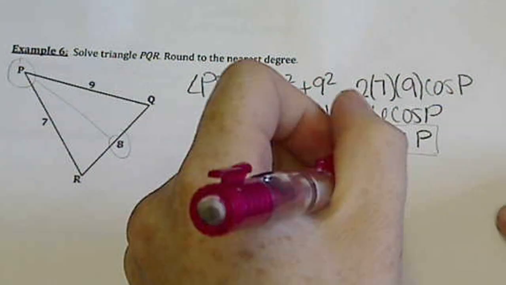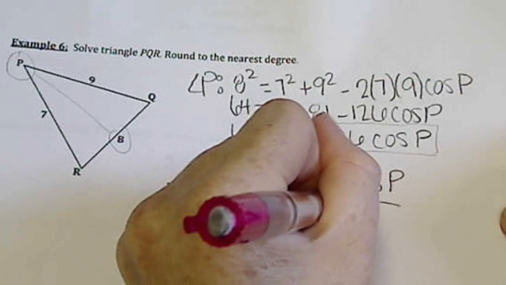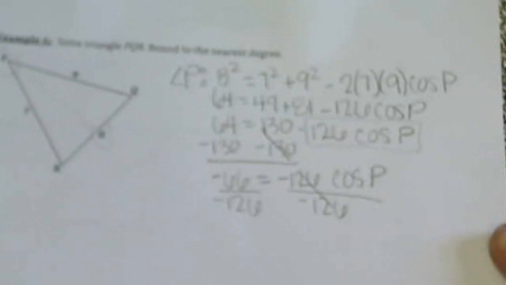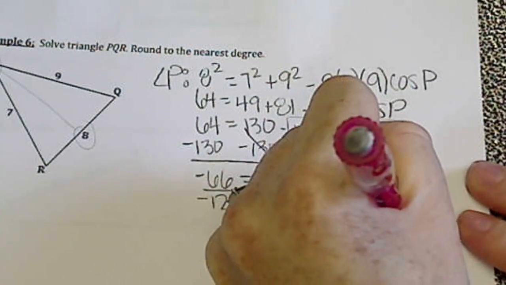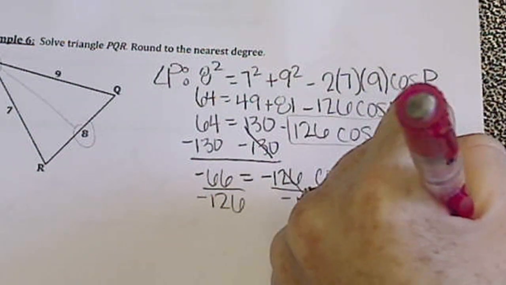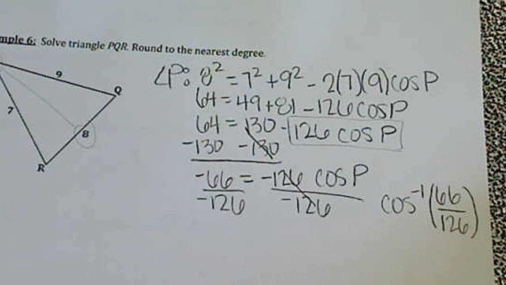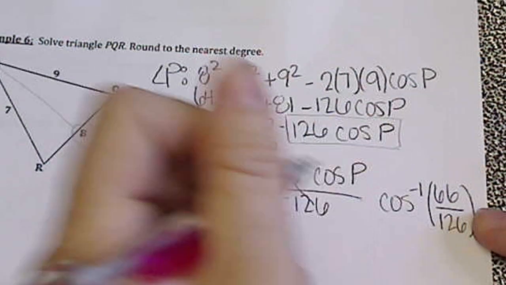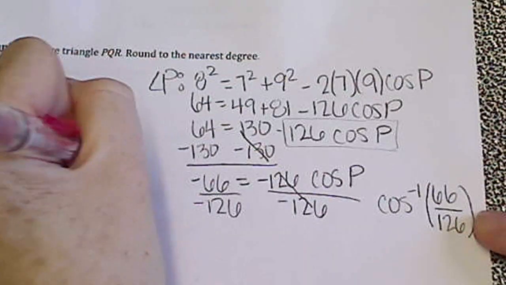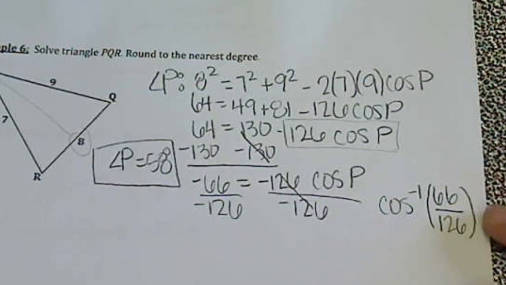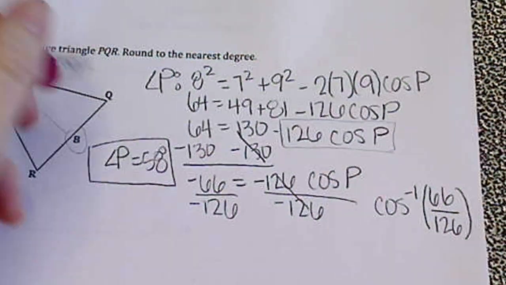So remember, I want to know what the cosine is. Divide by negative 126. So I need to put in my calculator inverse cosine of 66 over 126. And I should get what? 58 degrees. Excellent. We'll put it right here. Angle P is 58 degrees. Okay, we're going to do the same thing for, let's do angle Q.